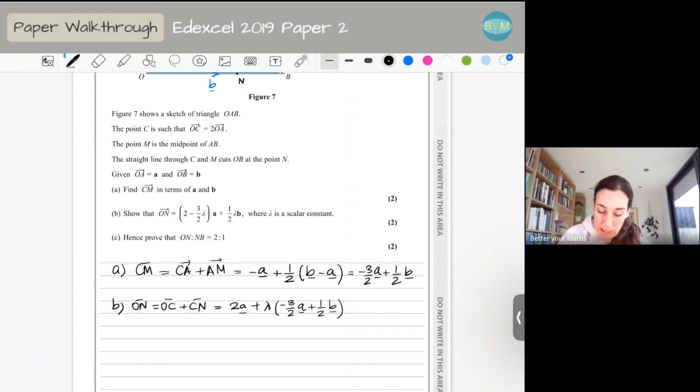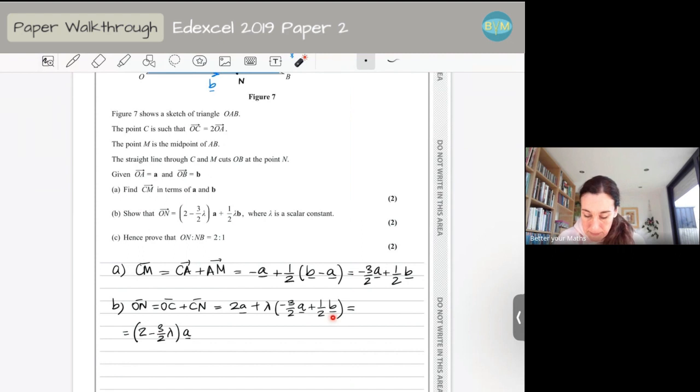And now we are going to rearrange for A and B. So for A, I have 2 minus 3/2 lambda. That is precisely what I have here. So that's what I wanted. So this is equal to 2 minus 3/2 of lambda multiplied by A. And then the B is going to be lambda times 1/2 of B. That's what I need. So plus 1/2 of lambda times B. And that's where it comes from.